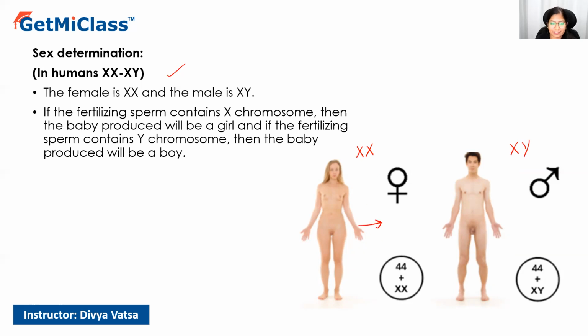The gametes formed in the case of a female will all be X. But in the case of a male, all gametes will not be X; in fact there will be 50% X and 50% Y sperms. Moving on to the next method.